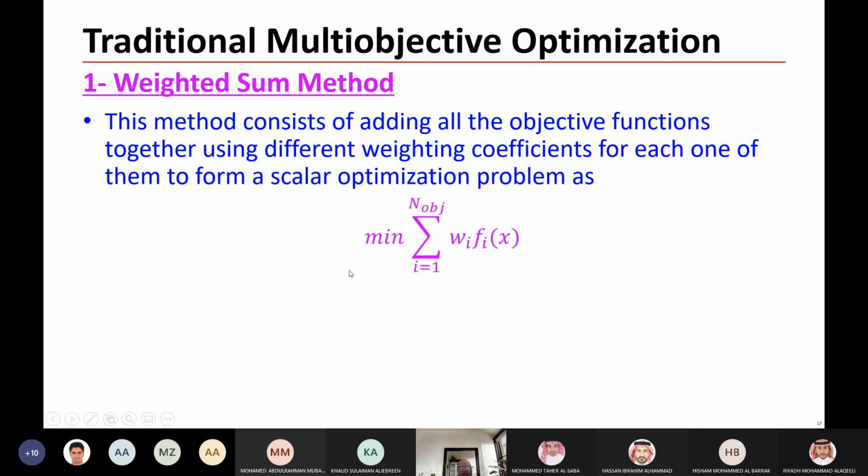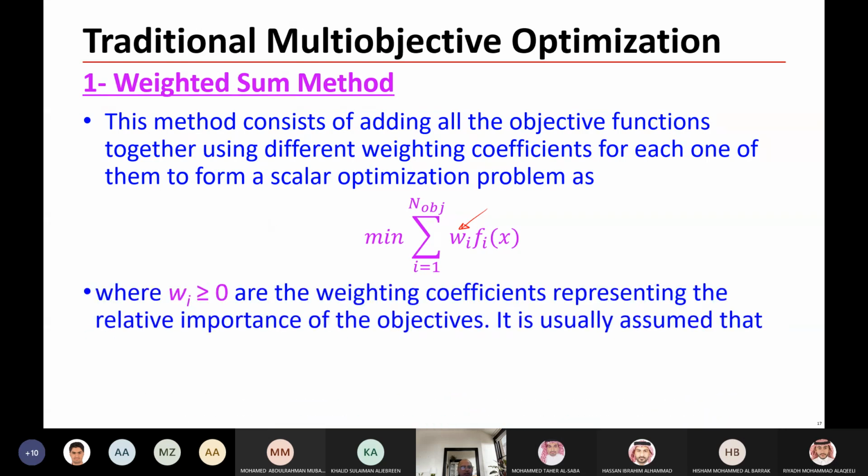So this is now the objective, and we convert from minimize F1, F2, F3, and F4 to minimize a single objective, which is the summation of all objectives with the weighting factor. And this weighting factor reflects the importance of the objective with respect to the decision maker. So this is the transformation from multi-objective to single objective.